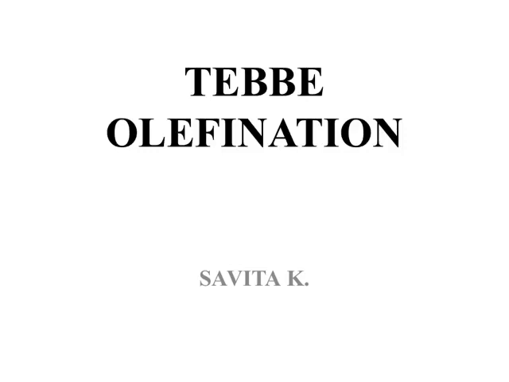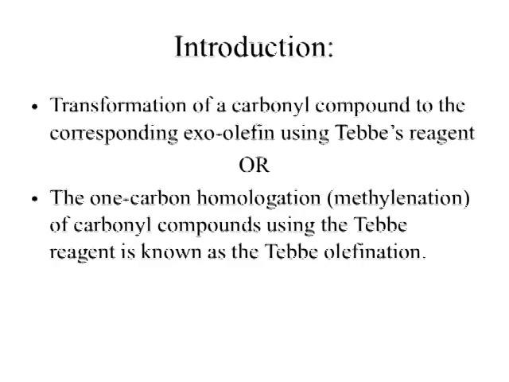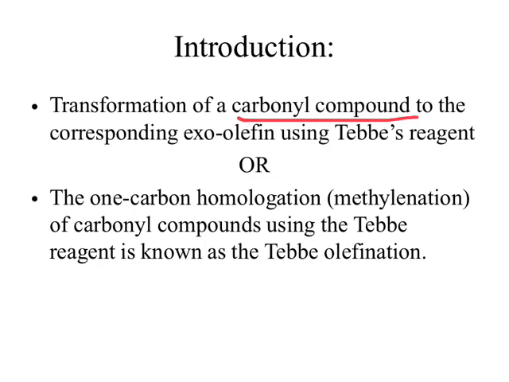Hello everyone. In this video I am going to explain about the Tebbe olefination, which is generally used for the preparation of olefins. So this Tebbe olefination is conversion of carbonyl compounds into corresponding exo-olefins by using Tebbe's reagent, or we can say that it is one carbon homologation or methylenation of carbonyl compounds using Tebbe's reagent.